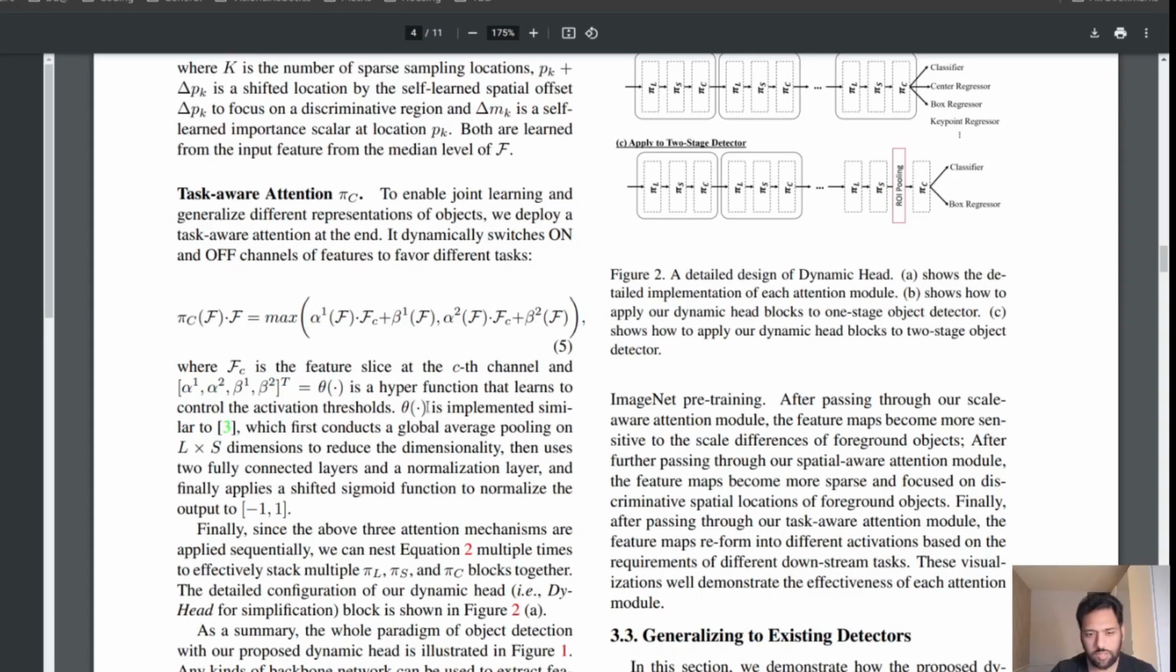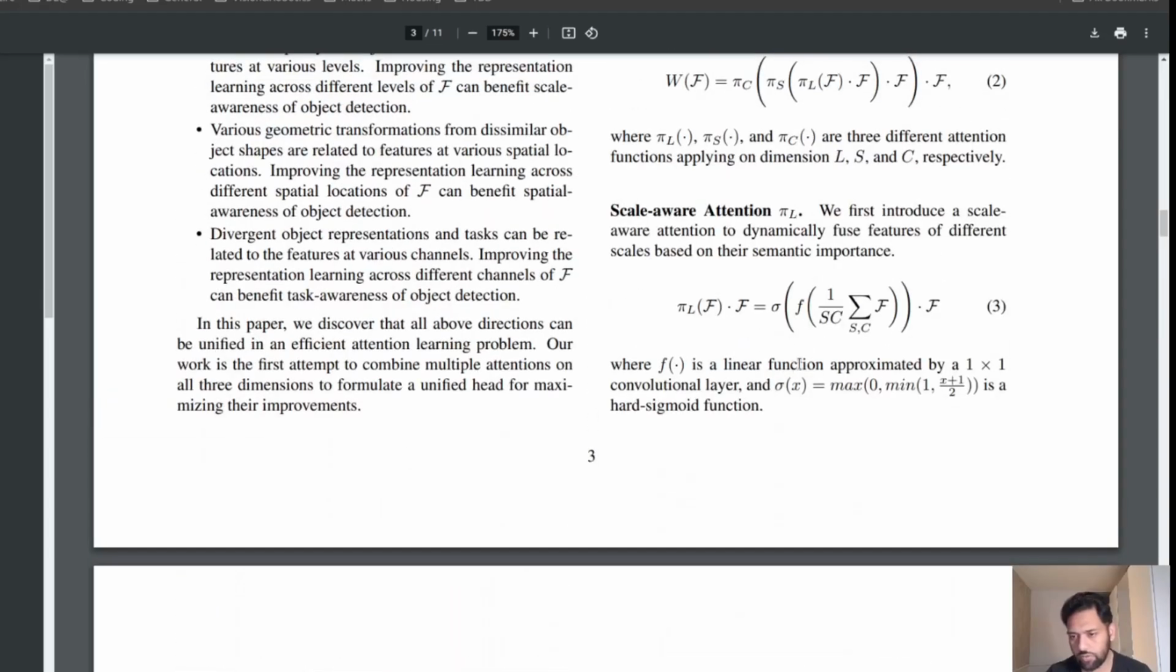What they say here is that it's implemented similar to equation 3, which first conducts a global average pooling on the L and S dimensions. In equation 3 we were doing pooling across scale and channel dimensions, but we don't want to do it across the channel dimension now. We want to do it across the scale and level dimensions.